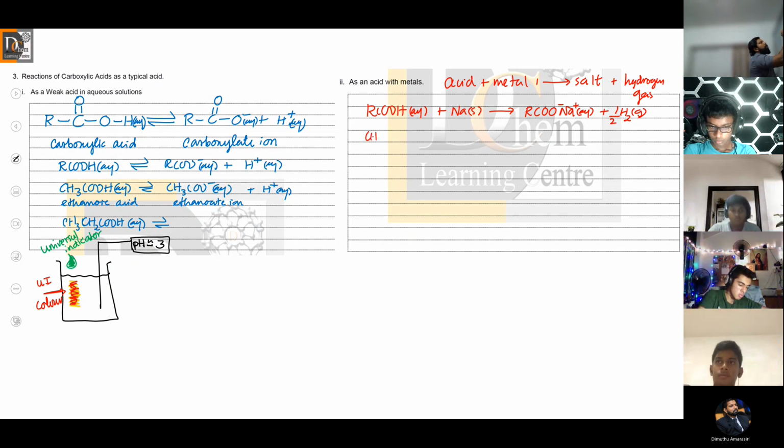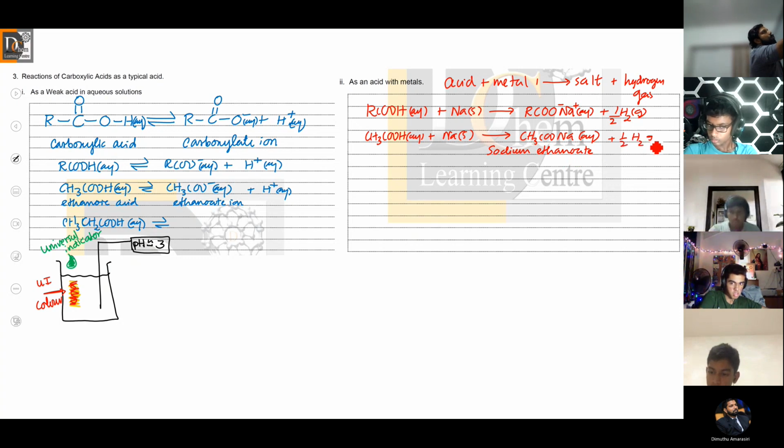And suppose you are going to react ethanoic acid with solid sodium. What's the product? Sodium ethanoate. If anyone doesn't understand, please let me know now.